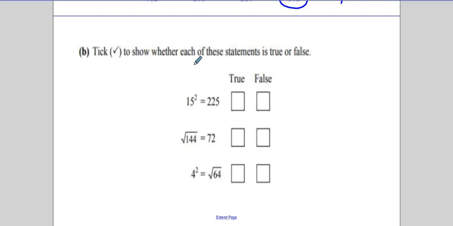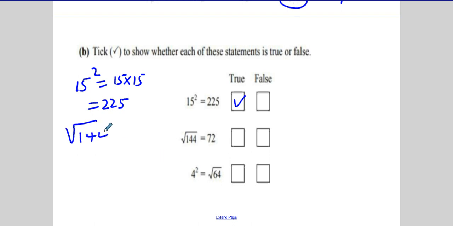Okay, next is: tick to show whether each of these statements is true or false. 15 squared means 15 times 15, and 15 times 15 is 225. So this is true. The square root of 144 is the number which times itself gives you 144, so the square root of 144 is equal to 12, but here it is saying equal to 72, so that is false.